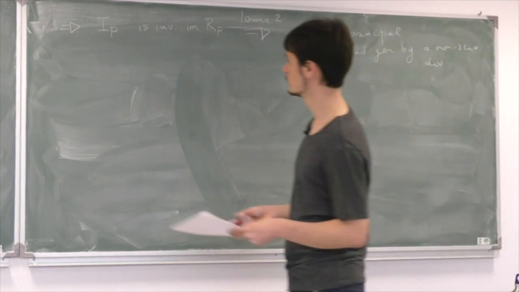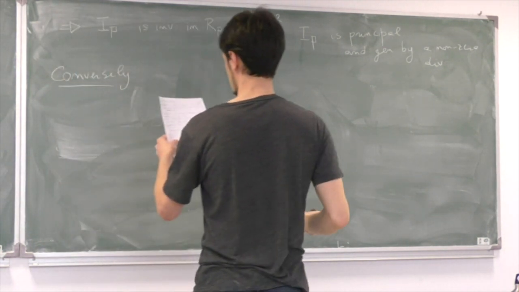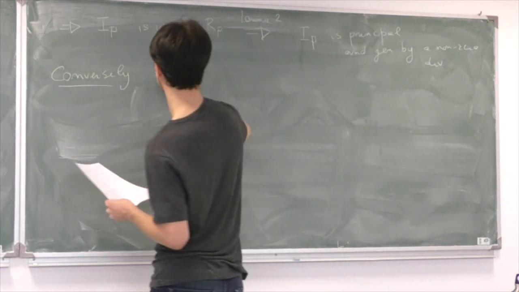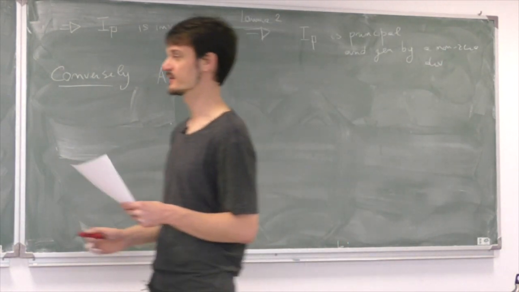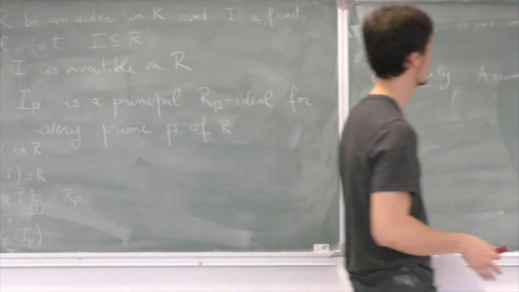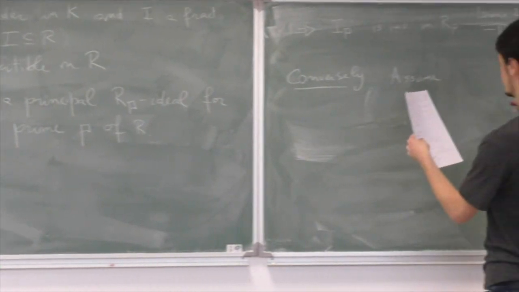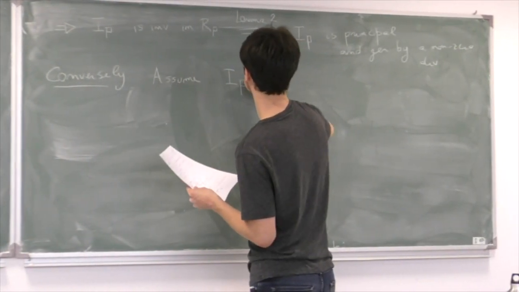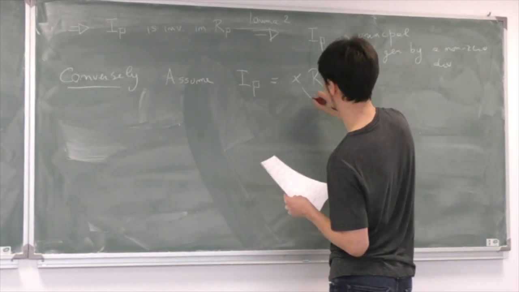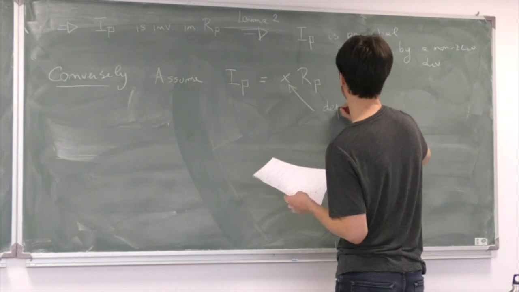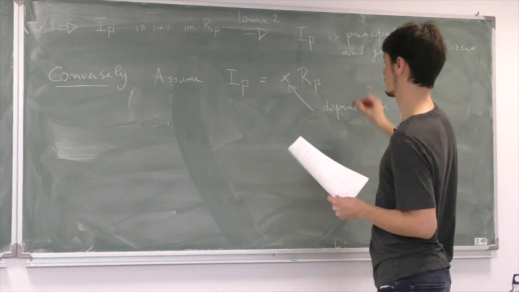All right. Now we do the converse. Observe that the previous argument works for any prime P; it is independent of P. So I_P is always going to be locally principal. Conversely, let's assume that I_P is generated by a non-zero divisor for every prime P. Let's call this generator x, but let me stress that this generator depends on the prime. There exists one generator for every P. This is our assumption.